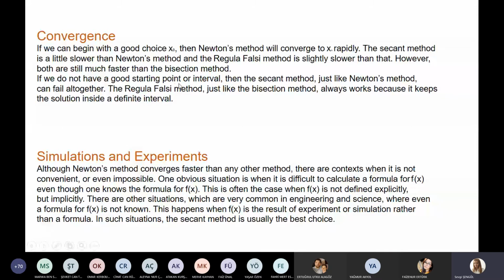But if you don't have a good starting point, then the secant method, just like Newton's method, can fail. The regula falsi method, just like the bisection method, always works because you are making sure that there is a root between them. But for secant and Newton, you are not sure if there is a root between, because you are not checking the signs of the functions, right? That's why regula falsi and bisection work for sure, but they can work slower.